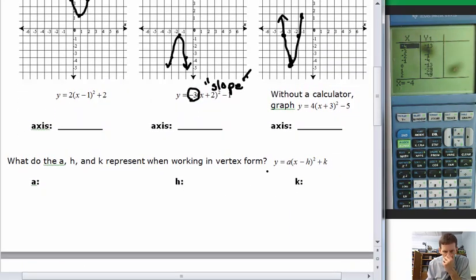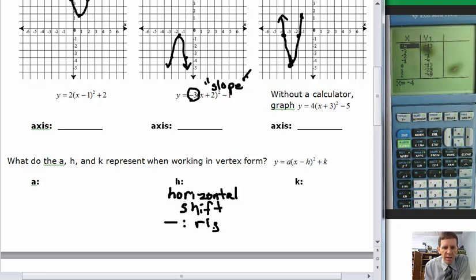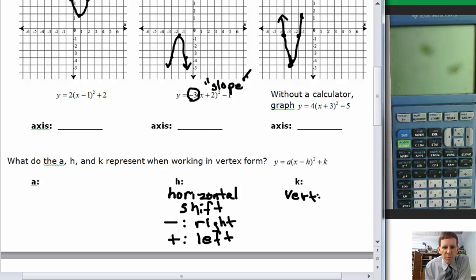So what do these different things mean if we're working in vertex form? This value inside the parentheses refers to your horizontal shift. You can think of h as being horizontal. And if we see a minus sign inside the parentheses, our graph is going to move right. If we see a plus inside the parentheses, your graph is moving left. The k, I think it would make more sense if they called it a v, is referring to the vertical shift of your graph. Negative values on the outside means your graph is going to move down. Positive values on the outside means your graph is moving up.